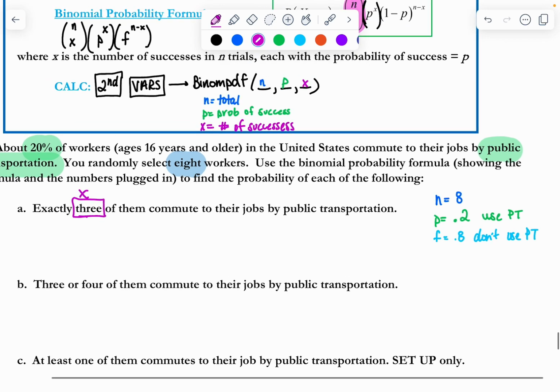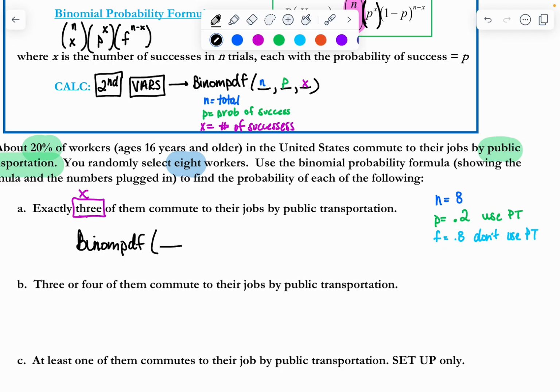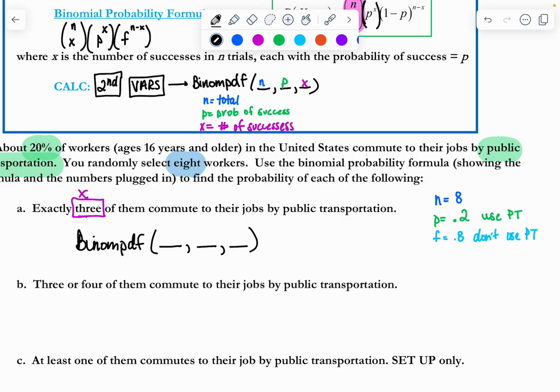So according to what we wrote up here, we're going to let our calculator do the work. So you have to write out and show me what you're typing in. So Binomial PDF, and then the 3 values in the parentheses.